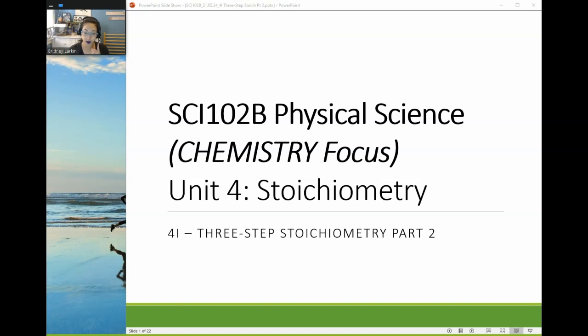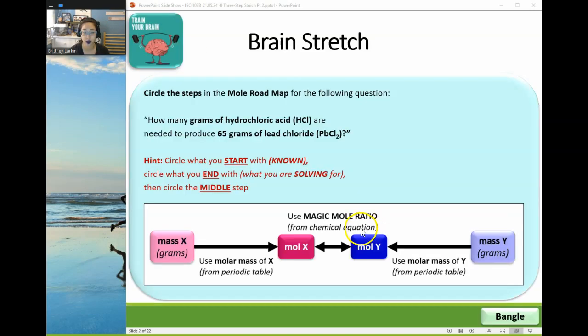Hello students, this is the lesson for the 4-1 notes on 3-step stoichiometry part 2.